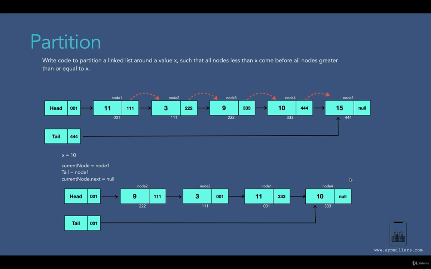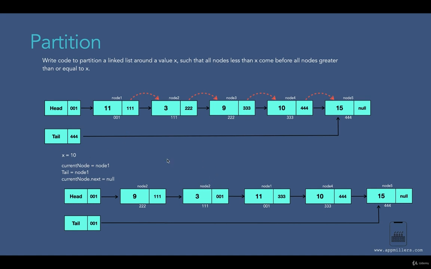Then we are going to continue to the last node. In this case, we are going to stop here because we have reached the last node, and we are checking whether 15 is greater than 10 or not. It is greater than 10, so we are going to add this one at the end of the linked list. With this, we have successfully completed the partition of this linked list around 10.